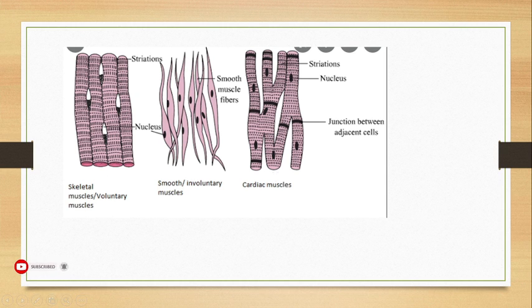For example, hands and legs. We can do so many activities with our hands and legs, which means they are under our control. This is about striated muscle.